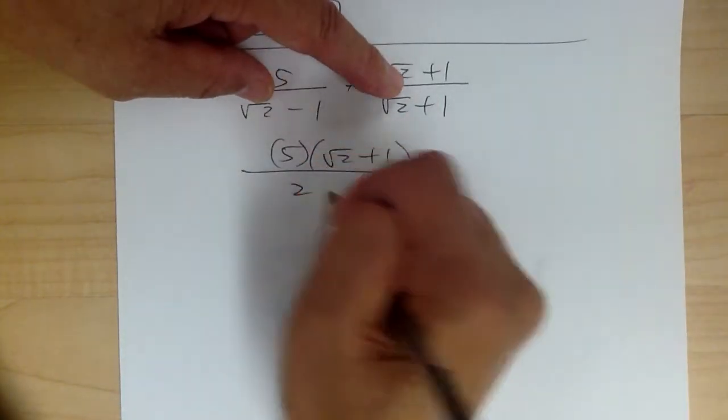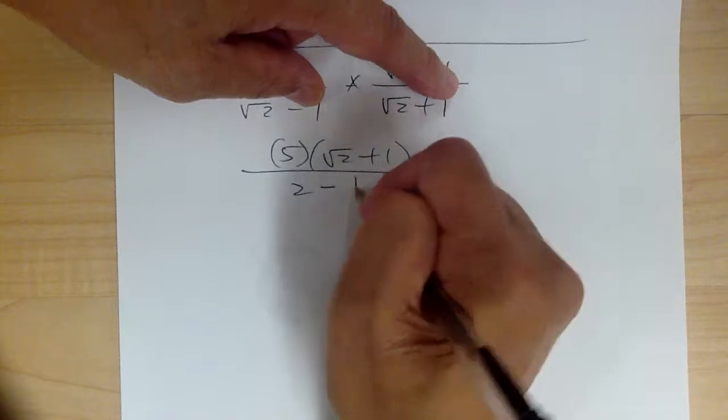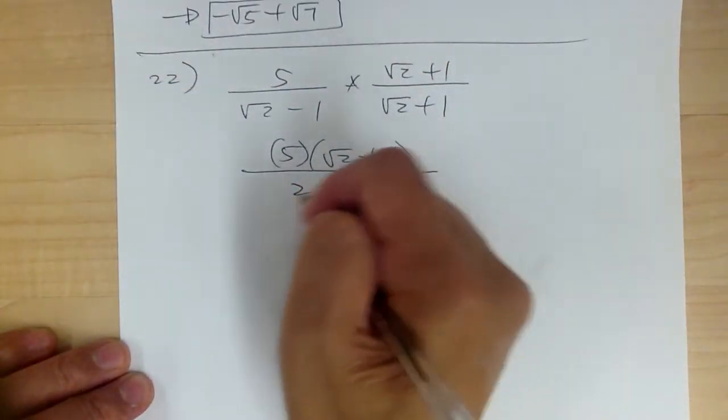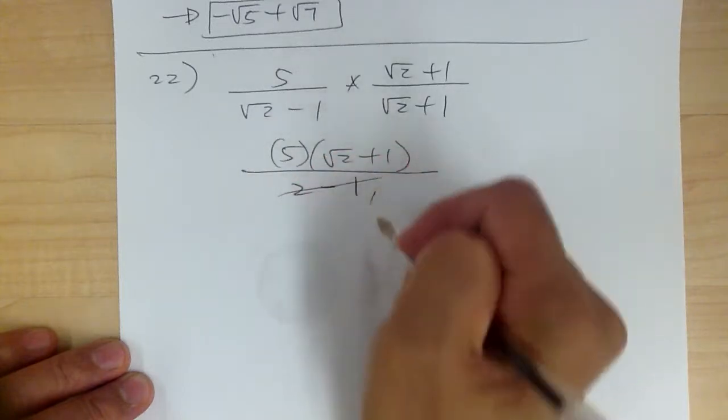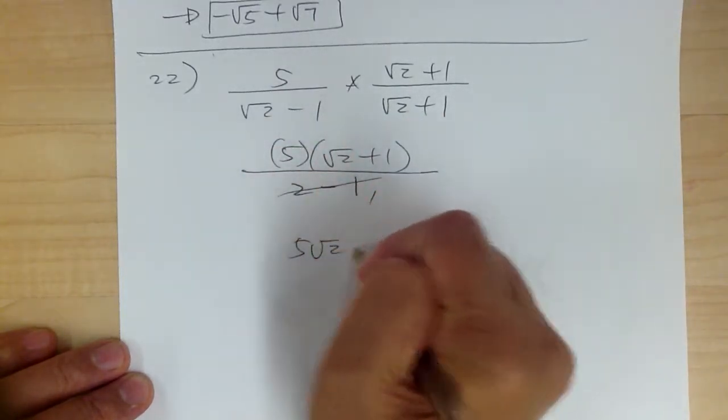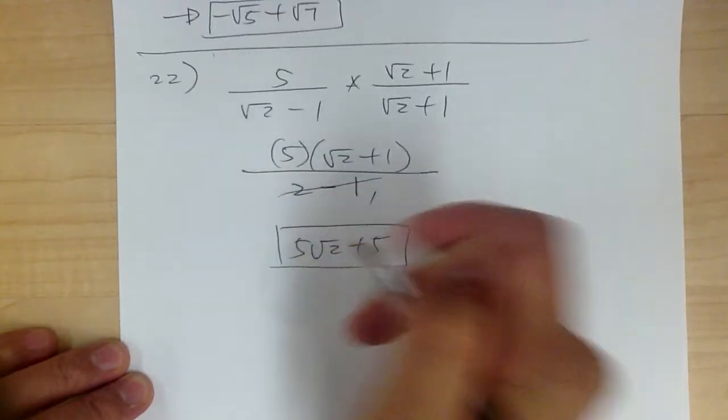So this will give me a 2. This will be a minus. This will be a 1. Okay, and so you end up with, so this will be just 1, right? And so you can just multiply. So you get 5 square root of 2 plus 5. Okay, and that would be number 22. Okay, now let's go to 24.